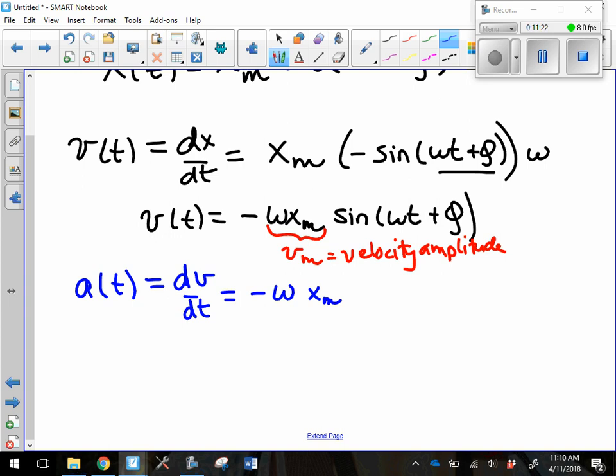What's the derivative of sine? Cosine omega t plus phi. But then I have to what? Take the derivative of what's inside, which in this case will be omega. So I'm going to pick up another factor of omega here. And again, sometimes we let that omega squared xm be am, which would be the acceleration amplitude.